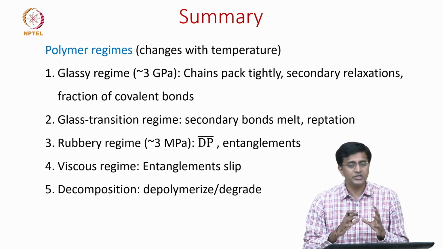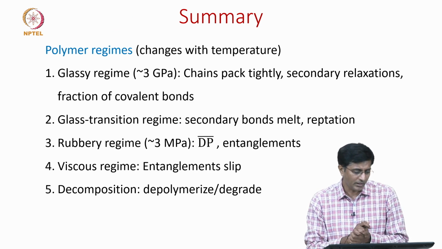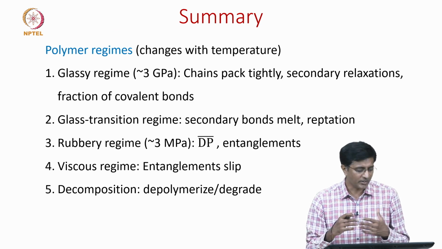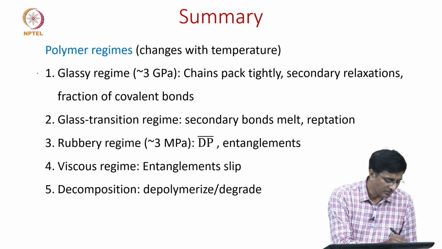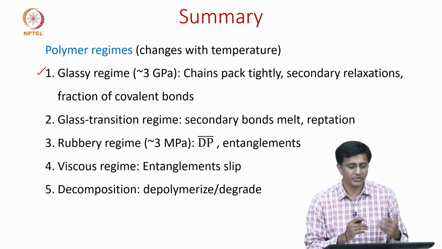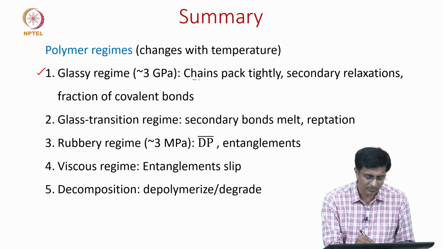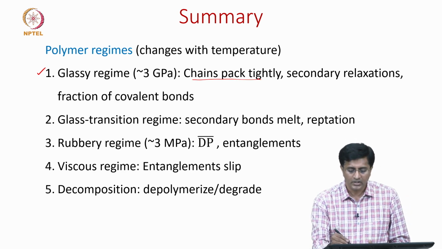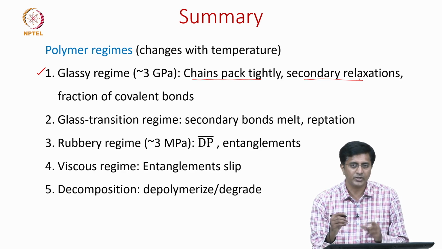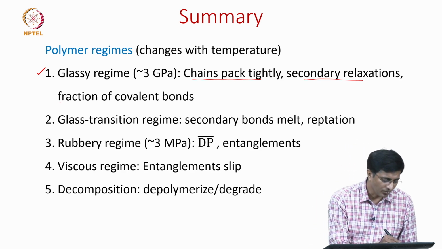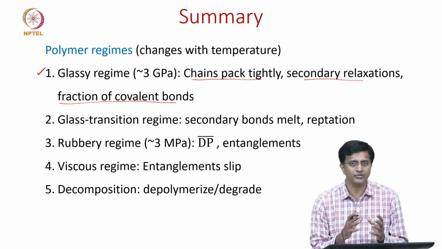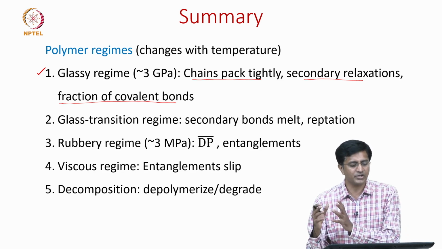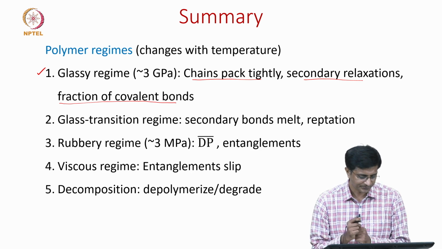Okay. So, with this we conclude this video, and let us summarize the different regions we have been discussing till now. We started with the glassy regime in the previous video, where we said that the chains are packed tightly. We observe secondary relaxation because of the loose sides, and once we know the fraction of covalent bonds, we should be able to estimate the modulus of the polymer. And with a few examples, we have seen why fibers are very stiff and strong.